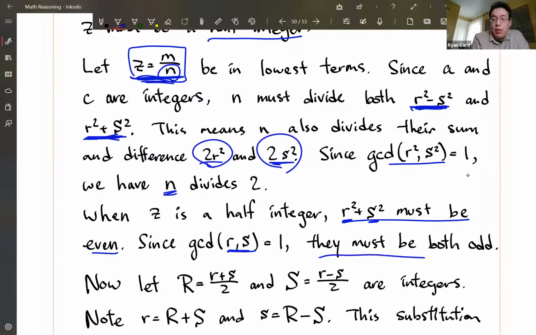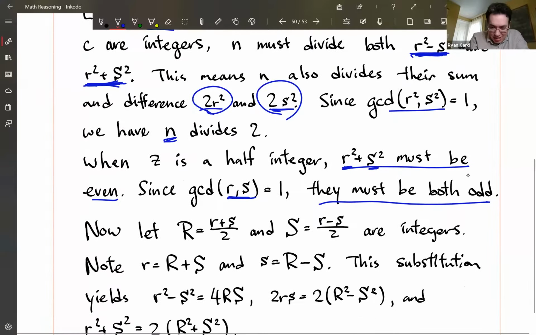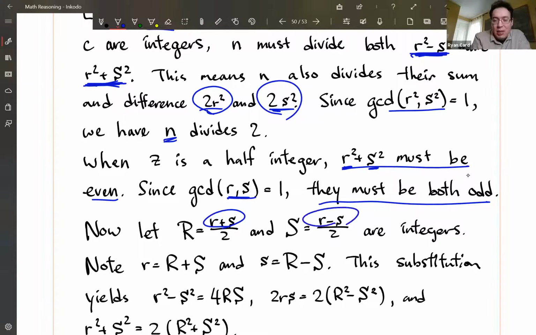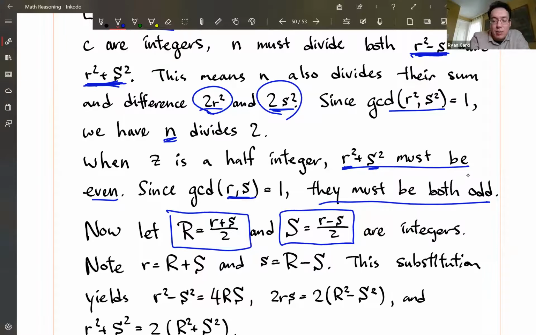Now, if they're both odd, then when you add them together or take a difference of each other, it's going to be an even number, because odd plus odd is even, and odd minus odd is also even. So let's define R, capital R, as the average of r and s, and capital S as the difference of r and s divided by 2. They're both integers because r and s are both odd.